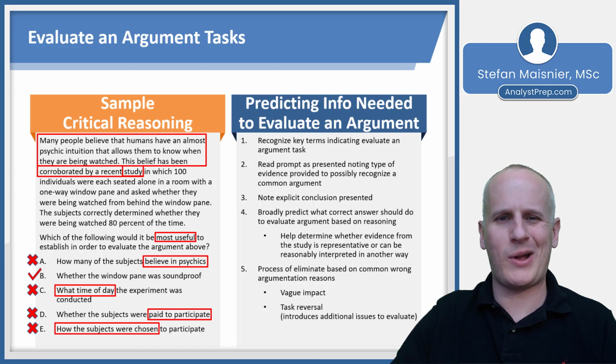This may be a variable that you hadn't thought about, but the answer to the question will help determine if the argument seems valid. Because if the window pane was soundproof, well, then I would reasonably think that maybe they can't hear that somebody's behind the window pane. But if the window pane were not soundproof, then maybe, just maybe, the people aren't able to tell that they're being watched. They're able to hear when somebody is in that room. And so the answer to the question in choice B would help directly to evaluate the validity of the conclusion that they have a psychic intuition that has been corroborated by the study.